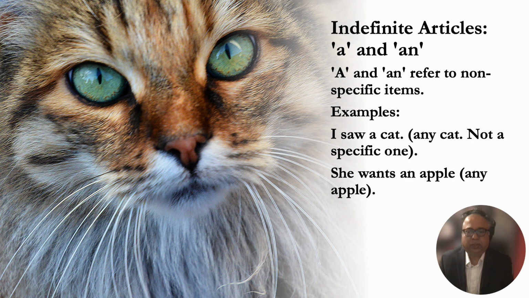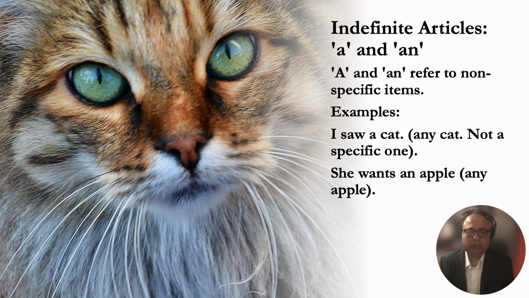English has two indefinite articles, a and an. So for example, I saw a cat. And indefinite means it's not specific, right? So when you say I saw a cat, you are not talking about a specific cat. If you're speaking to somebody, the listener does not know who this cat is that you are referring to.